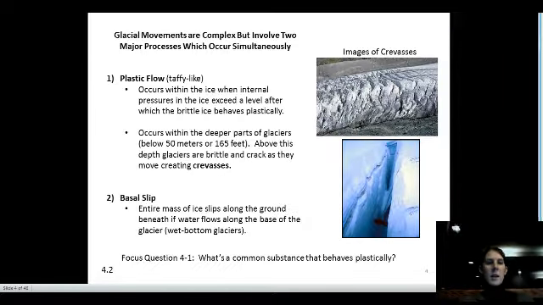The second way that glaciers move is through basal slip. This is what most people commonly think of when they talk about glacier movement. This is where the entire mass of ice slides along the ground, along the base of the glacier. The glacier typically builds up enough pressure that you get a very thin sheet of water that develops between the Earth's surface and the glacier, and the glacier slides along that sheet of water.